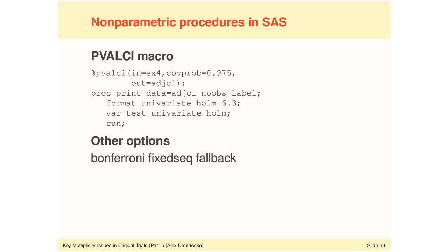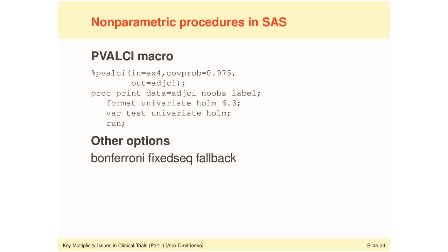When we pass the dataset created on slide 33 to the pval CI macro, we also need to specify the joint coverage probability for the 3 resulting one-sided simultaneous confidence intervals for the true treatment differences in this clinical trial.